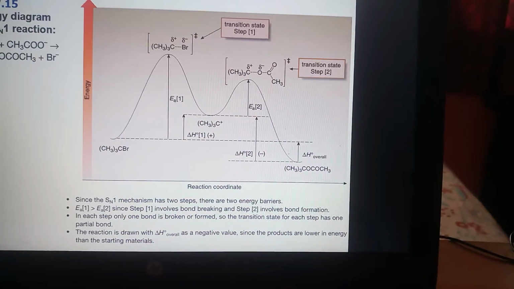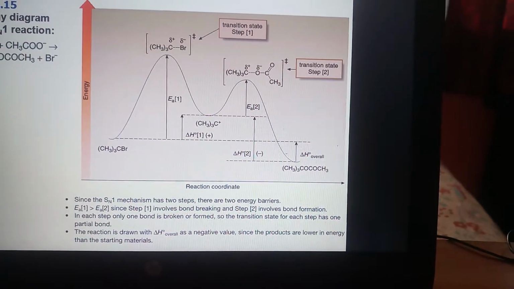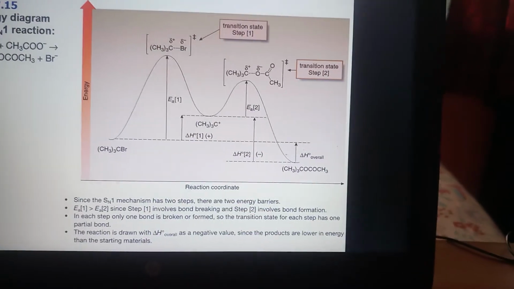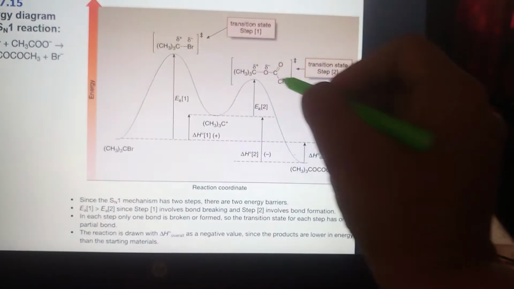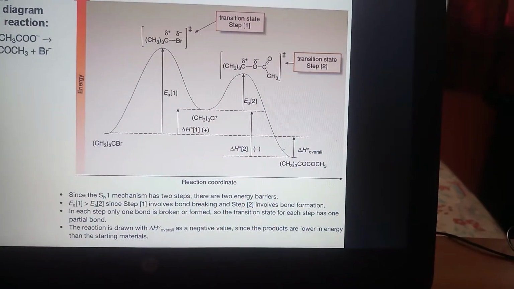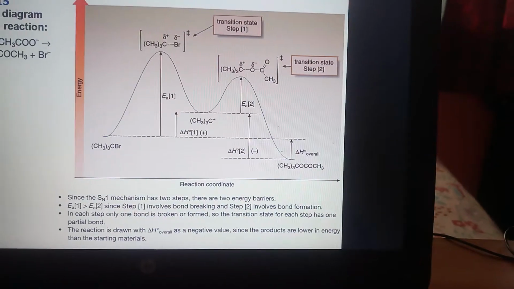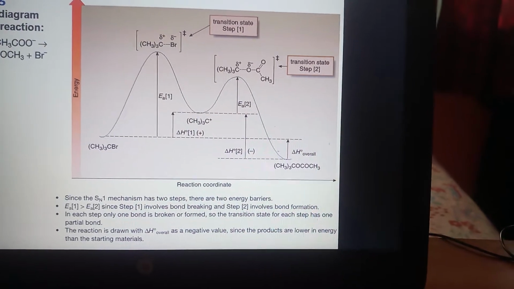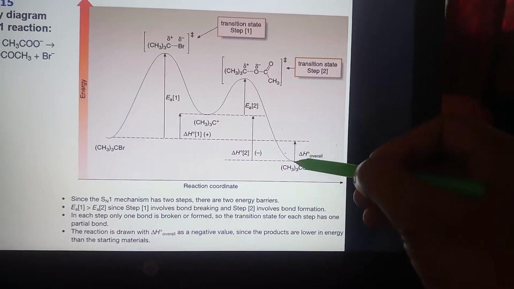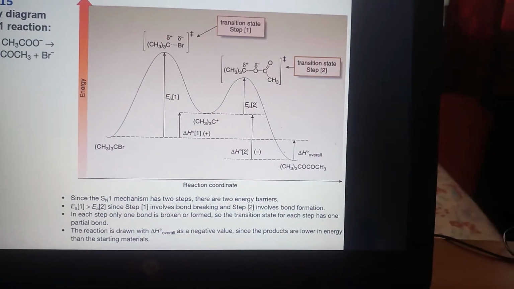In each step only one bond is broken or formed, so the transition state for each step has one partial bond. You can see here is one and here is another one. The reaction is drawn with delta H0 overall as a negative value since the products are lower in energy than the starting material. You can see this is the negative value.